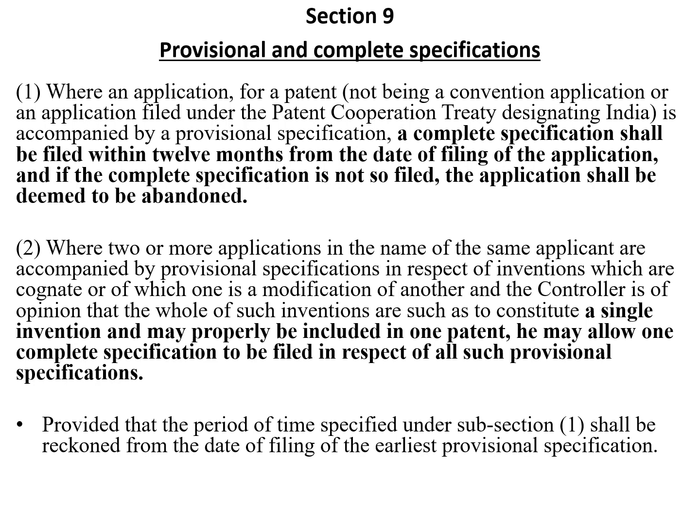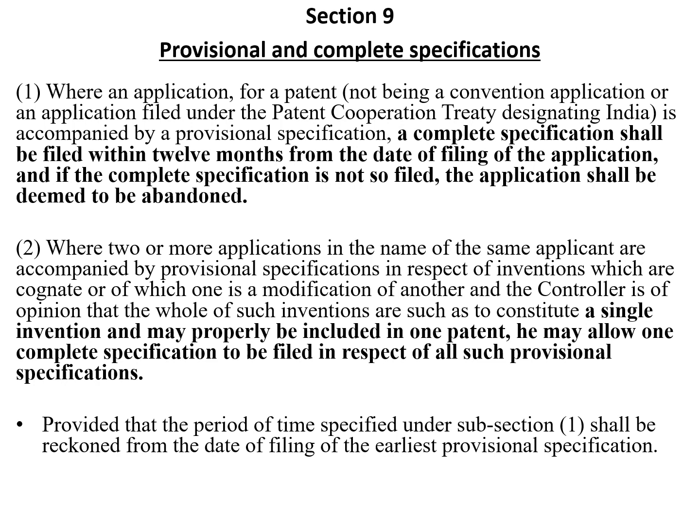Now the subsections of Section 9(1). The first subsection says that a complete specification shall be filed within 12 months from the date of filing of the provisional application, and if the complete specification is not filed within 12 months from the date of filing of the provisional application, the application shall be deemed to be abandoned. This is very important to be noted.